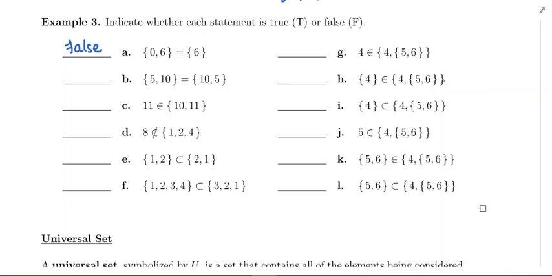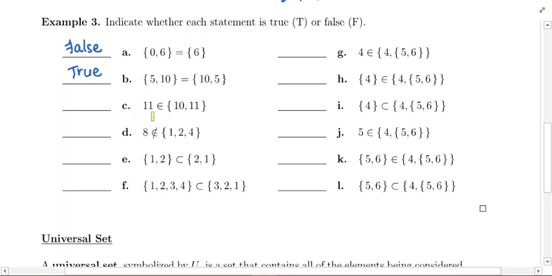When you are dealing with a set, you are examining what objects you have in your possession. The order is irrelevant. In both the set on the left and the set on the right, you have the objects 5 and 10. So these are the same sets, so these are equal sets. True statement.